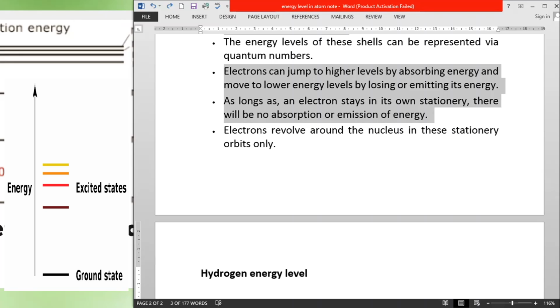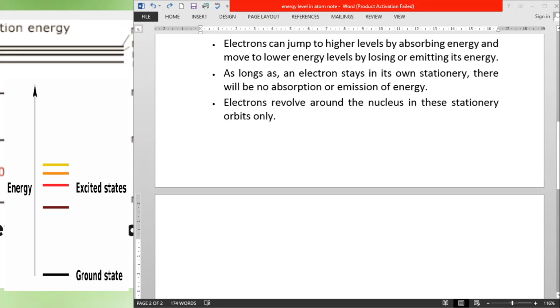The last one we are going to look at is that electrons revolve around the nucleus in these stationary orbits only. So electrons revolve around the nucleus in a series of energy levels.